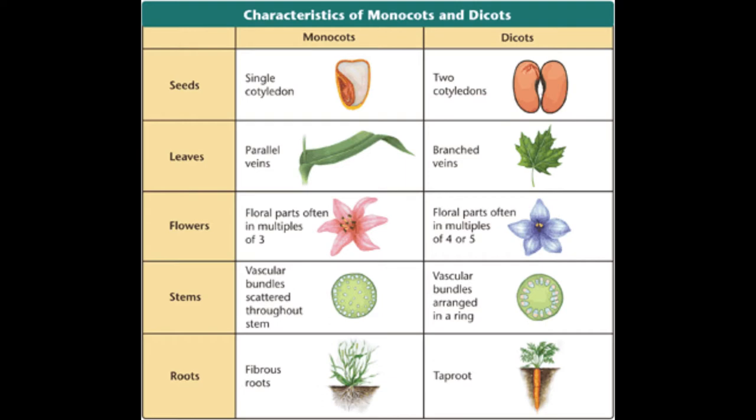Although there are a number of other characteristics that distinguish them, two are particularly useful. The number of flower parts and the leaf vein patterns are different in the two classes. The petals of the flowers, or other flower parts, are divisible by 3 in monocots, whereas they are divisible by 4 or 5 in dicots.